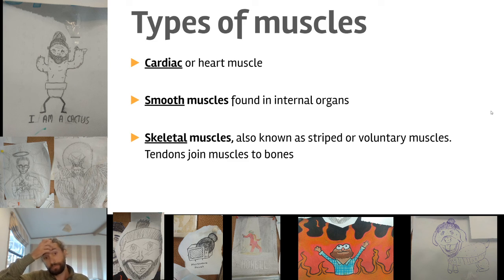There are three different types of muscles that we're going to be looking at today, and they have their similarities and their differences. The first type is called the cardiac muscles, which are found in your heart. The second type are called smooth muscles, which are found in some internal organs like your intestine. And the last type, which you're probably most familiar with, are called skeletal muscles, which are the ones that let us move our arms and legs and stuff like that.